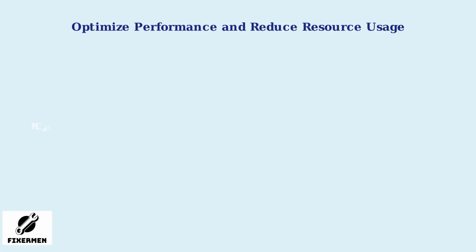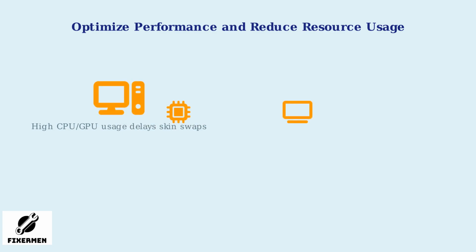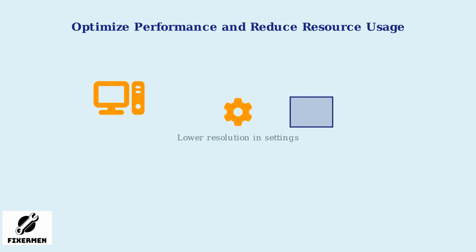High CPU or GPU usage during Bongo Cat animations can cause delays in skin transitions. When your computer's processing power is heavily taxed, the software struggles to update the visual elements smoothly. To optimize performance, start by lowering the resolution in Bongo Cat's settings. Higher resolutions require more processing power, so reducing this can free up resources for faster skin changes.